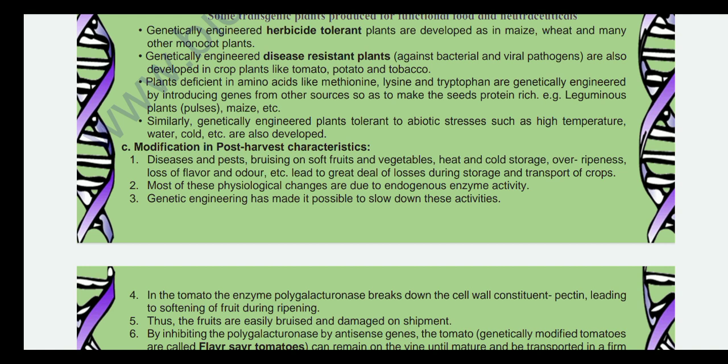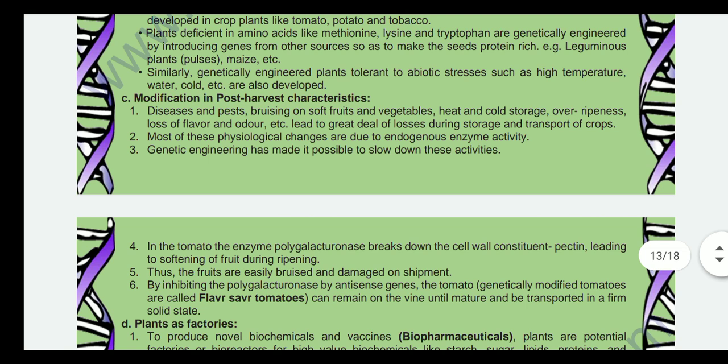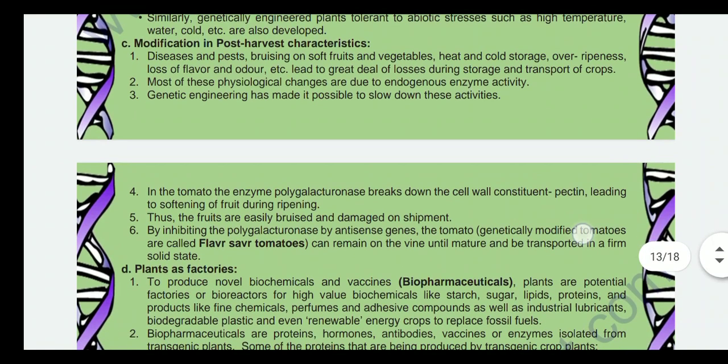Genetically engineered disease resistant plants against bacterial and viral pathogens are also developed in crop plants like tomato, potato, tobacco. So plant deficiency in amino acids like methionine, lysine, tryptophan are genetically engineered by introducing these kinds of genes using rDNA technology. Also in the leguminous plants, pulses, maize, where it can be used. Genetically engineered plants tolerant to abiotic stresses such as high temperature, water, cold, etc.